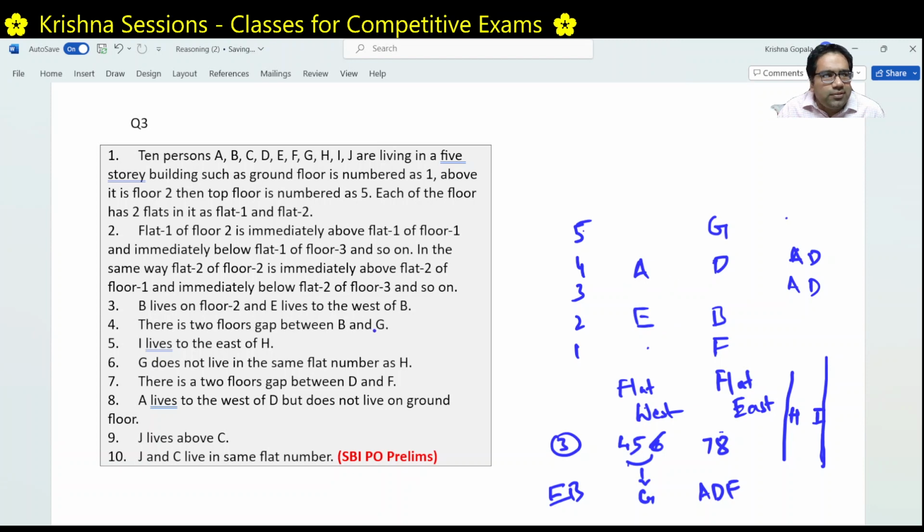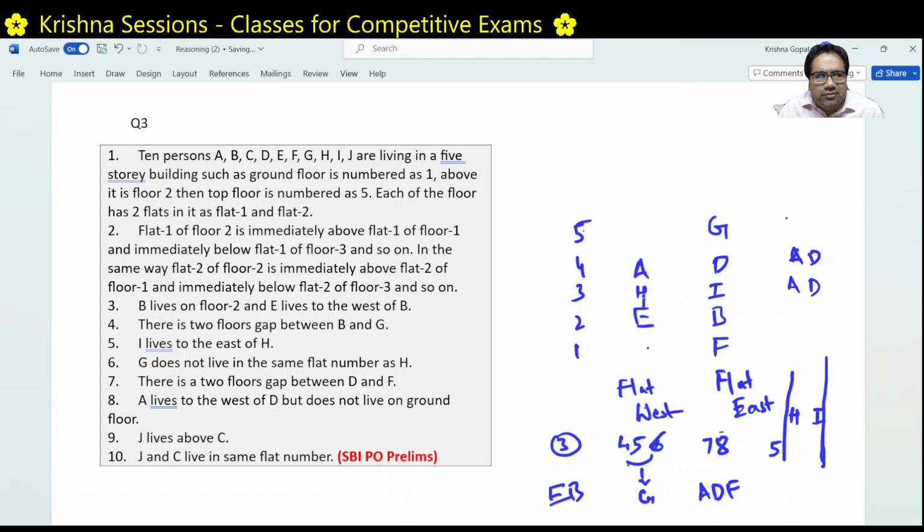I lives to the east of H. We have discussed this earlier, right? Let's take that condition again. I lives to the east of H. Now, where are the slots available for I? G is on the fifth floor, so there is no slot available for I. On the fourth floor also no slot is available. Second also no slot, first also no slot. We want a slot on the right side, the east side flat for I. Right, it is not possible.